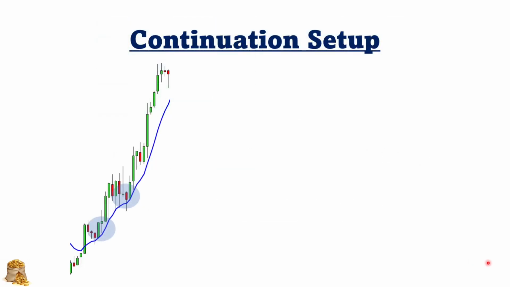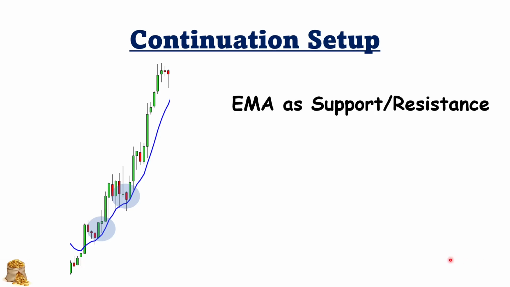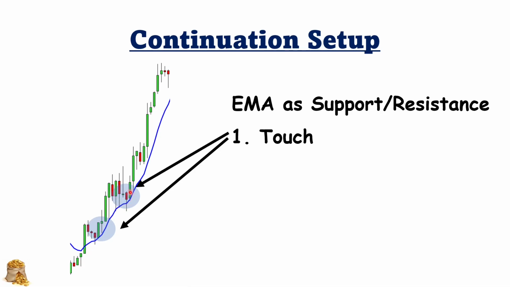The second setup is the continuation setup. Here, the EMA acts as support and resistance. There are three scenarios. Let's take a look at this chart first. It is an uptrend here, and then it pulls back. The market touches the EMA. And then we see this bull bar as the signal bar to enter the market. As the market moves on, you can see it pulls back again to touch the EMA again. So we can find the signal bar like this bull bar and also this bull bar to enter the market.